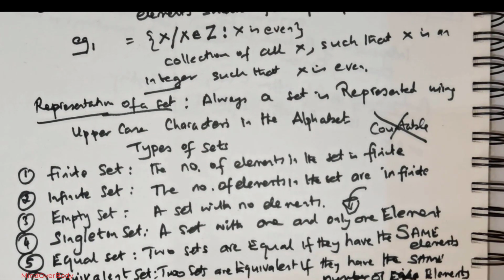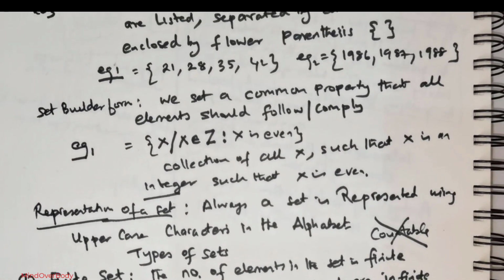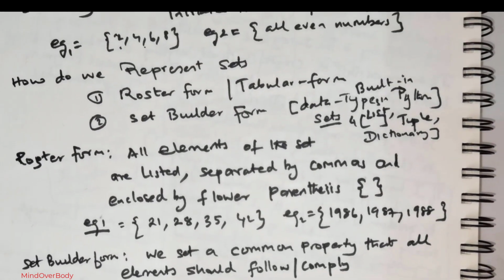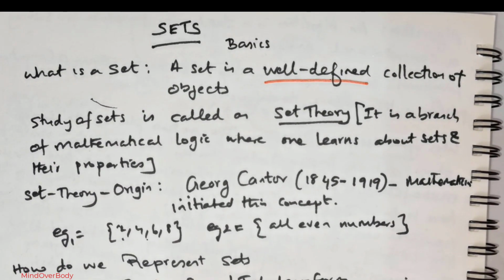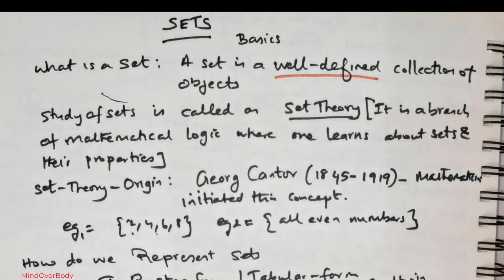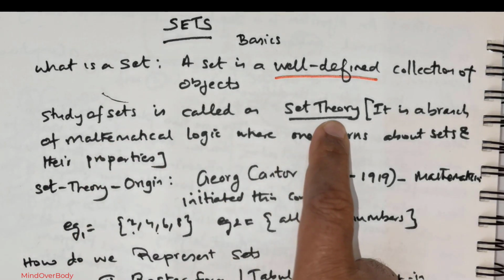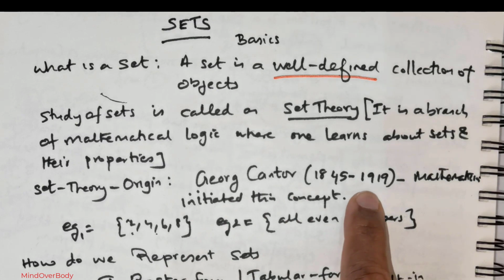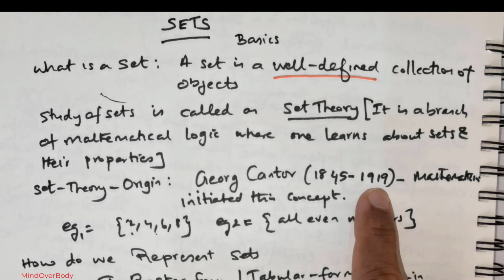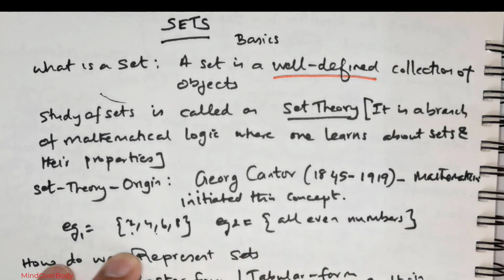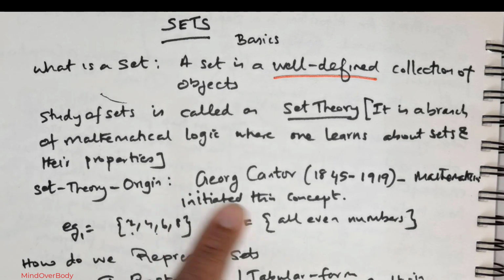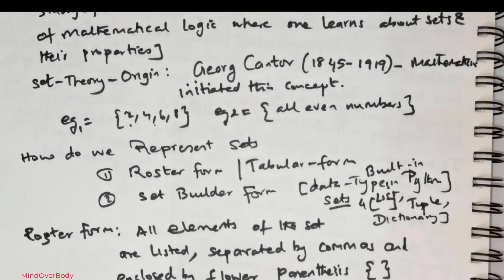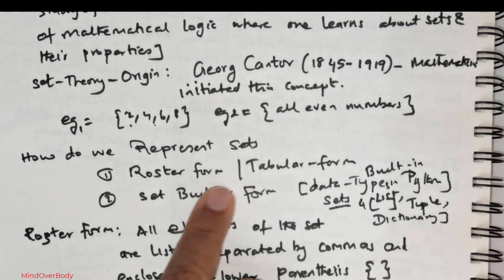I have run out of space and I will have to move up to the next page. So this is the beautiful introduction for set which I have done for y'all. Just to give a recap, we started with what is a set. A set is a well-defined collection of objects. The study of sets is called set theory. George Cantor was responsible, and I also mentioned that in some places they say it is 1918, in some places 1919. Then we gave an example for a set. 2, 4, 6, 8 is an example for a set, and all even numbers is another example. There is a wide difference between these two sets. One is finite, the other is infinite. Now how do we represent a set? There are two predominant ways in which sets are represented. One is the roster form and the other is the set builder form.